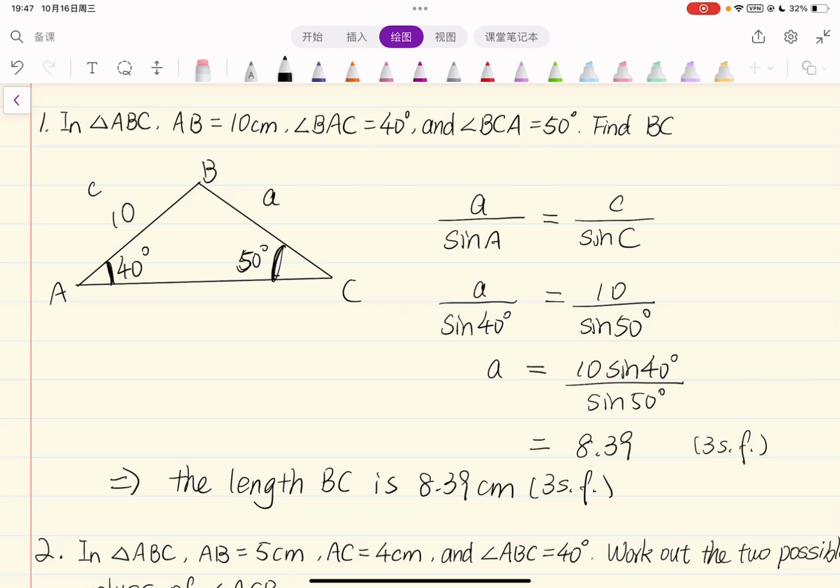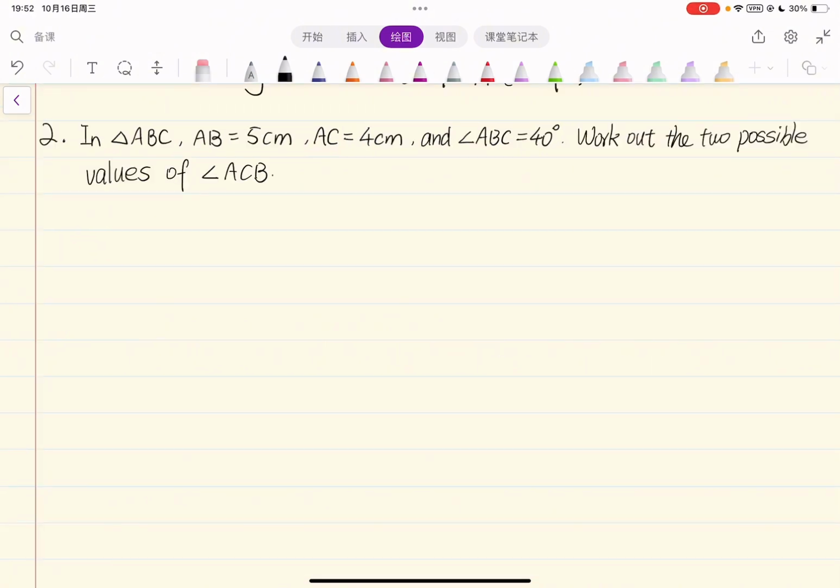So for a question using the sine rule, you need to know the angle and its opposite length. That is a key thing. Now let's move on to question 2.